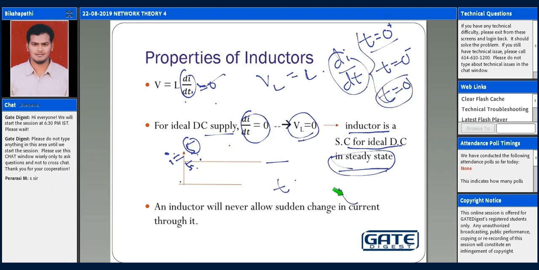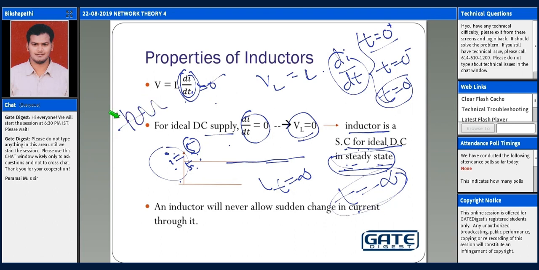Okay, when t equal to infinity, we can say that is the steady state condition. Steady state means an infinite period of time. So the inductor is a short circuit for ideal DC in steady state. Even for t equal to infinity, this will be 0 for a DC current. When it is AC, the waveform will be like this. This is a time varying current, and the equation for current is I equal to Im sine omega t.